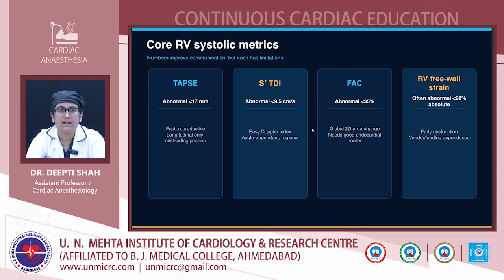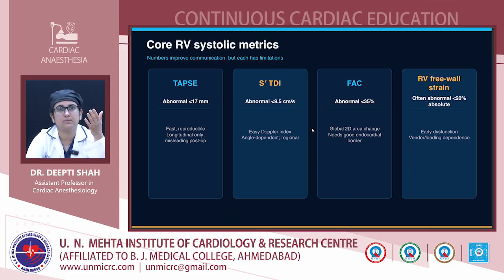So what are the systolic parameters? These are the parameters guiding us through the systolic function, that is the contractility of the RV. First and foremost, what we see in every echo is TAPSE. TAPSE refers to tricuspid annular plane systolic excursion, where we measure how much the tricuspid annulus has moved towards the apex.